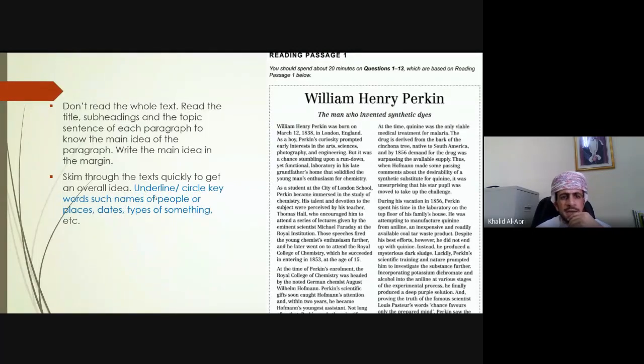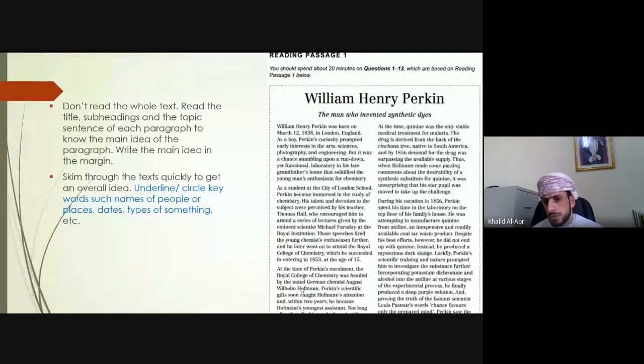And you need also to underline or circle the keywords such as names of people, places, dates, types of something, etc. So when you look at the text, maybe you need to underline his date of birth, the name of the school here. Here we have the name of someone, a teacher, Thomas Hall. Here we have the name of a scientist, Michael Faraday, etc. Here, a German chemist, August William. So these are names. You need to circle them, highlight them, or underline them.